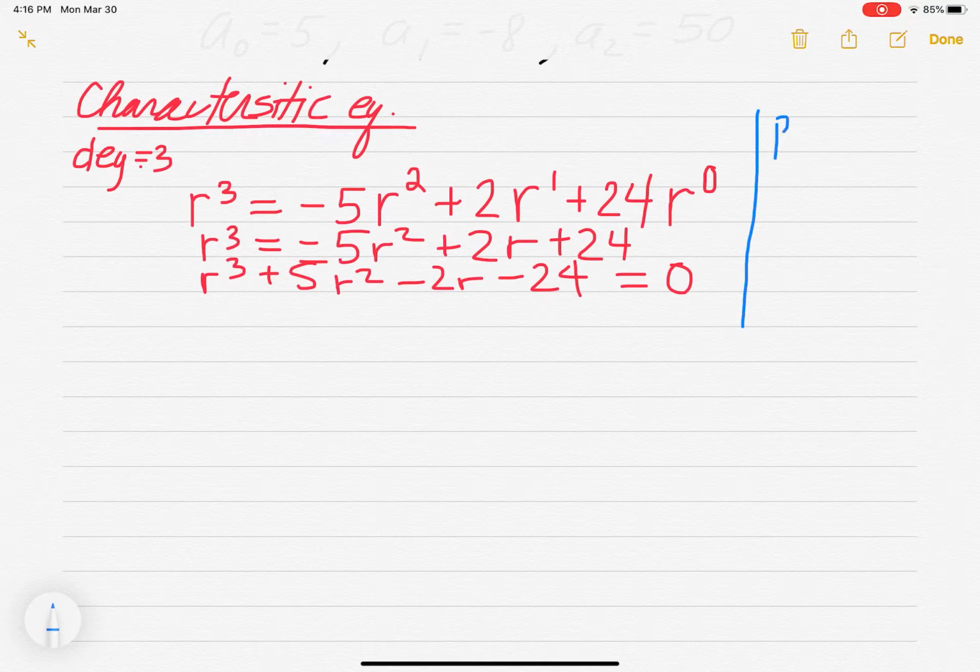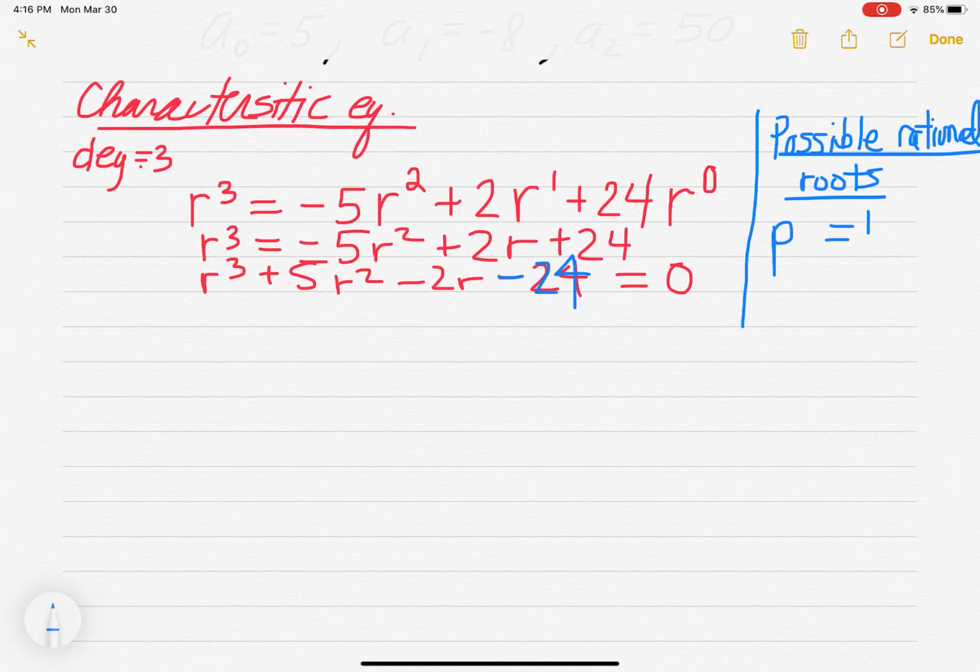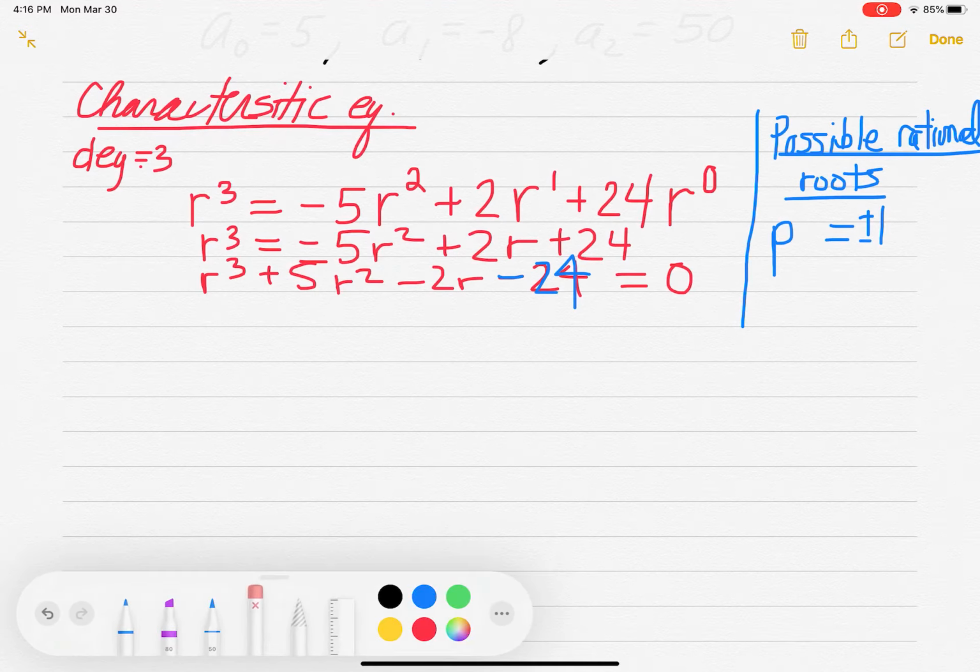So, possible rational roots, roots that are fractions. These are possible rational roots. What we do is take the last number, minus 24, and think of all the divisors of 24. We call these p. So what are the divisors of 24? Plus or minus 1.